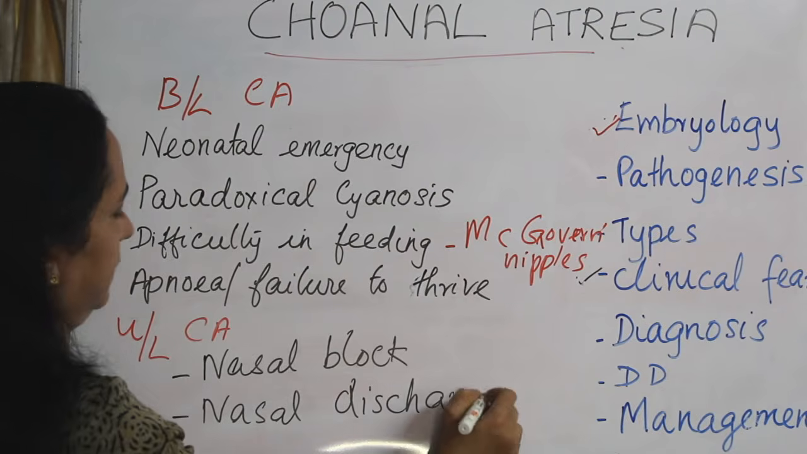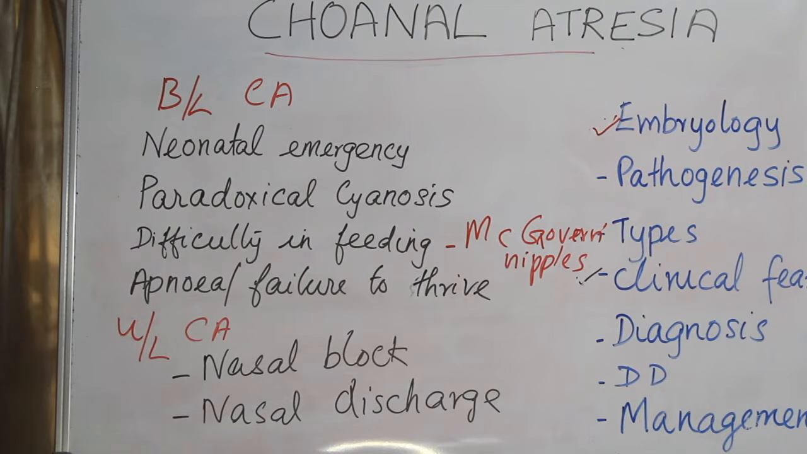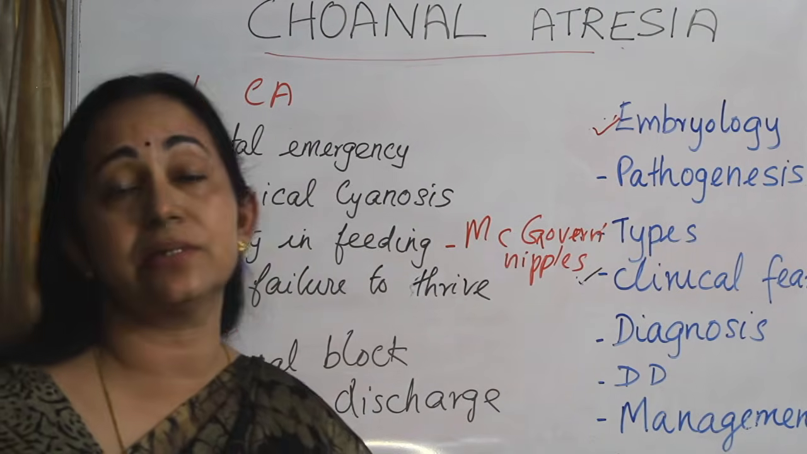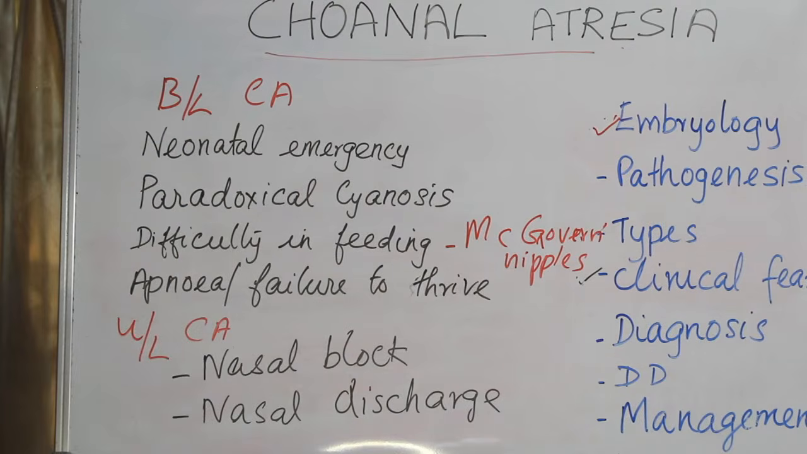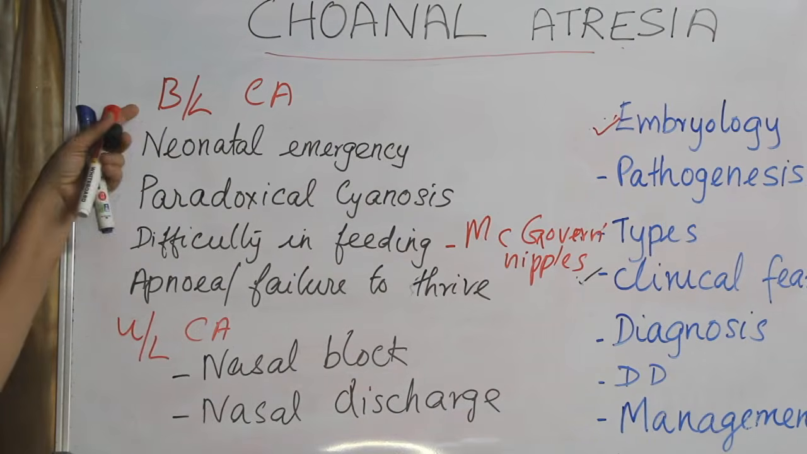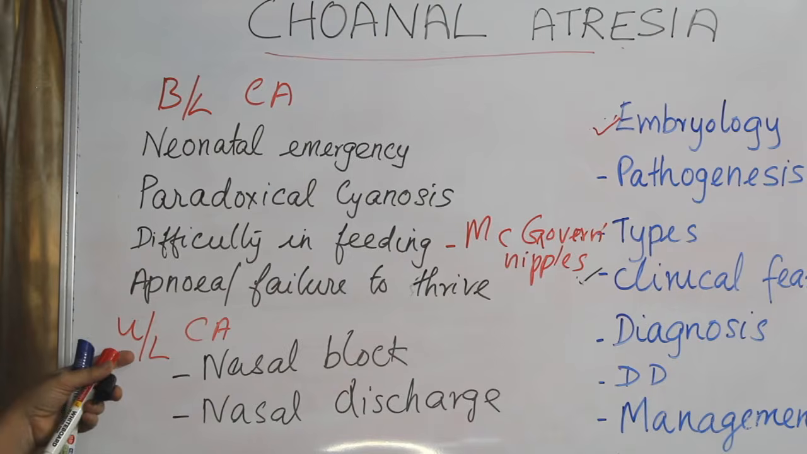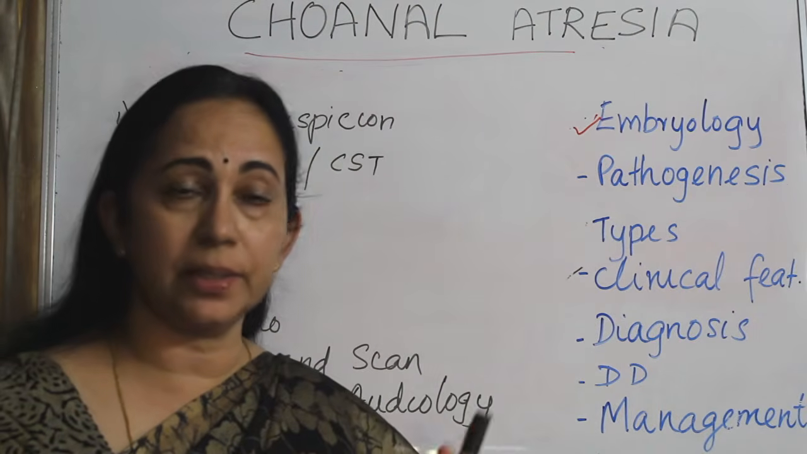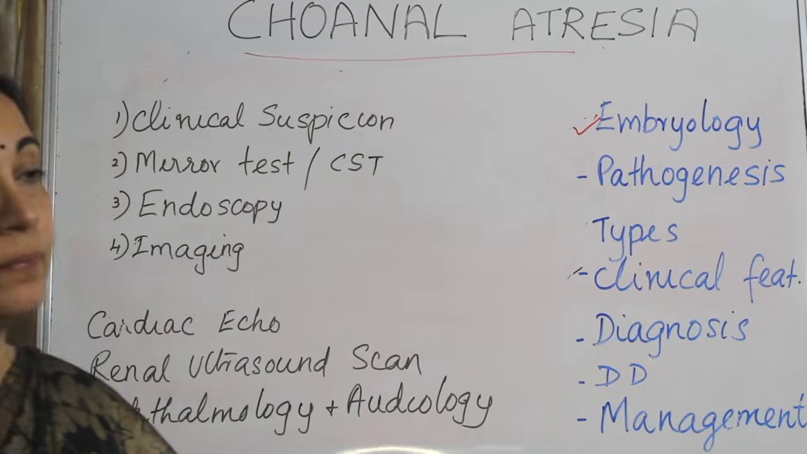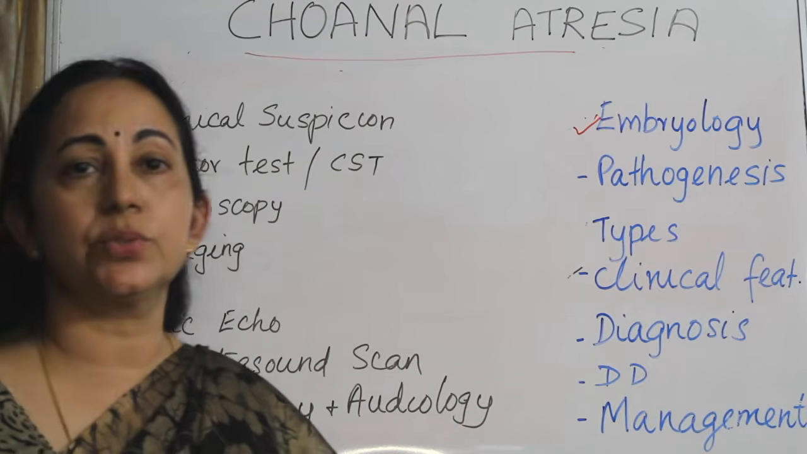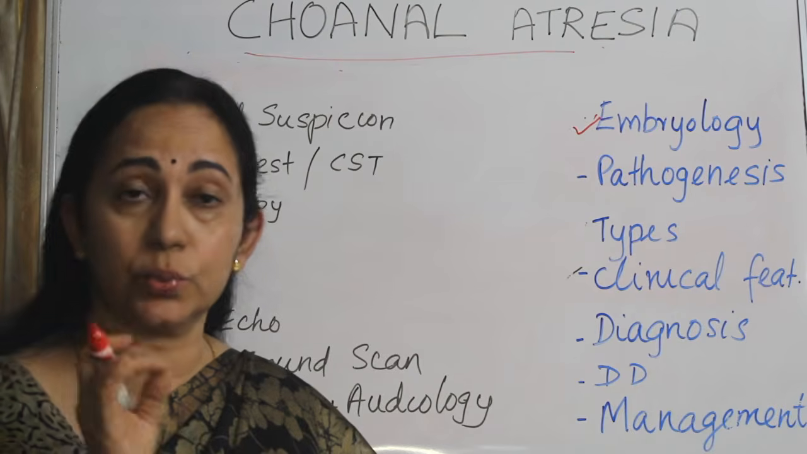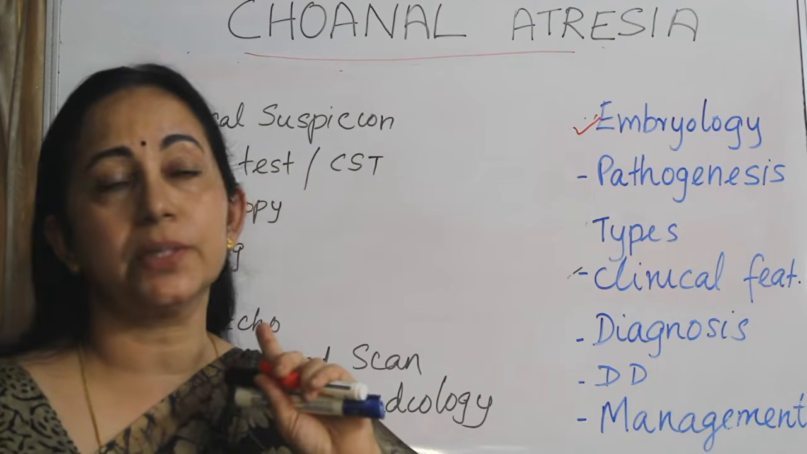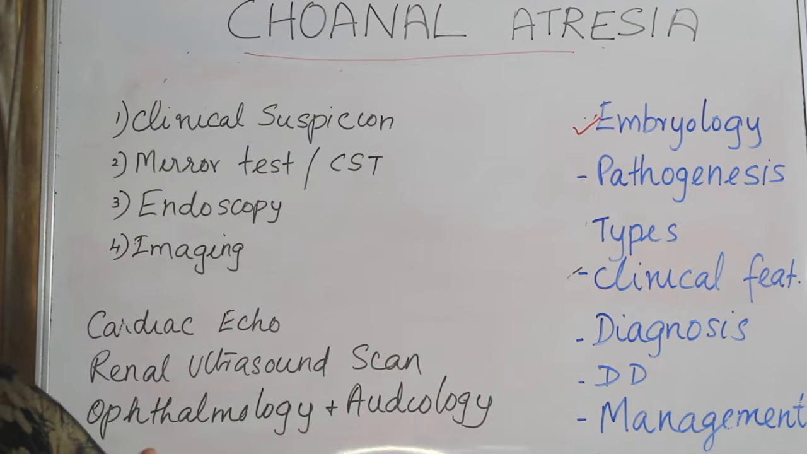If a child presents with nasal block and nasal discharge not relieved by medicine, the first thing you have to suspect is choanal atresia. So, bilateral choanal atresia and unilateral choanal atresia. If there is any level of clinical suspicion from the above clinical features, you can pass a nasogastric tube or nasal suction catheter through the nose, and if it is not coming into the oral cavity, if there is a block, it will lead to the suspicion of choanal atresia.